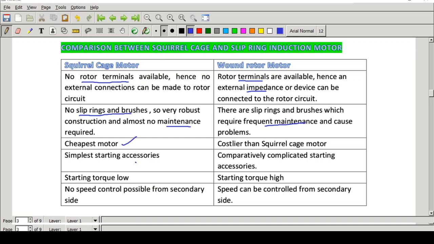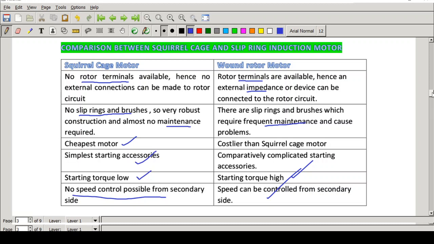Then simple starting accessories. Starting torque is very low, whereas in the case of a slip ring induction motor, starting torque is high. A very important difference is that in the case of squirrel cage, since the rotor bars are short circuited by the end rings, no speed control is possible from the secondary side, whereas it is possible in the case of a slip ring induction motor. So this is a comparison between squirrel cage induction motor and wound rotor induction motor.